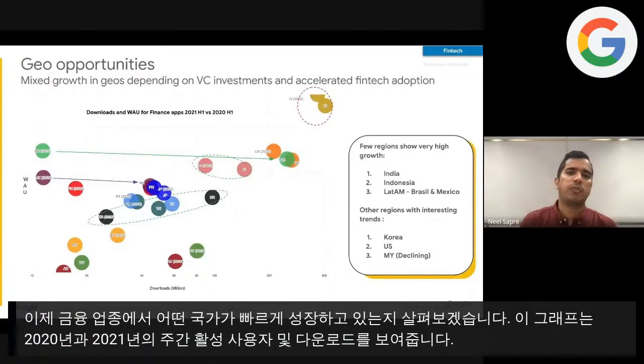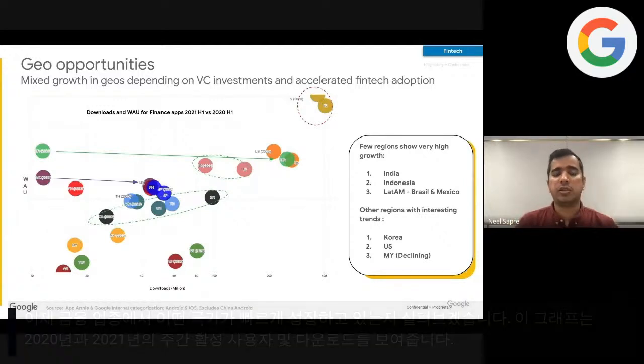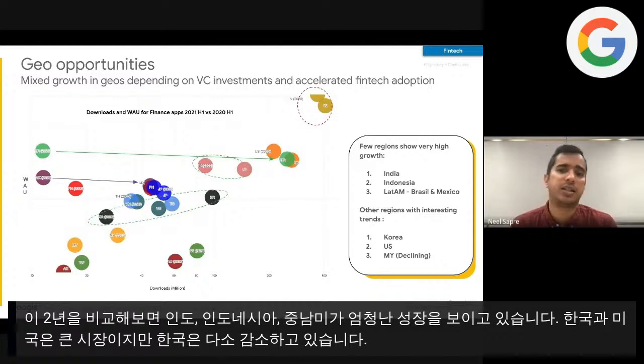Now, let's look at what sort of countries show a lot of promise as far as fintech is concerned. On this graph, we have weekly active users and downloads in millions for the year 2020 versus 2021. And when we compare these 2 years, we see that three markets, specifically India, Indonesia, and LATAM, which consists of Brazil and Mexico, show huge growth. Of the other three, more mature markets, we see Korea and the US are also growing very fast, and Malaysia is on a declining turn.